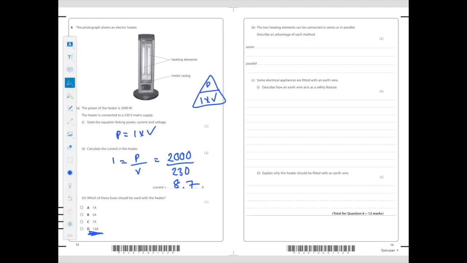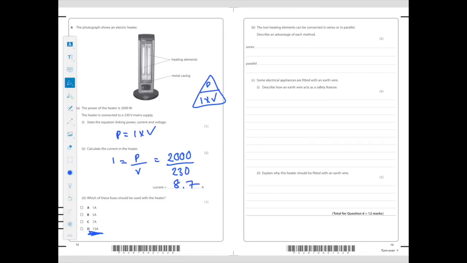Some electrical appliances are fitted with an earth wire. Describe how an earth wire acts as a safety feature, and that is worth 4 marks. So state that first of all, the earth wire is connected to the metal casing, and that if the casing becomes live, the earth wire provides a low resistance path to obviously the earth. And then you can talk about the use of a fuse which is attached to the earth wire, so that an increase in current will cause the fuse to melt, breaking the circuit which cuts off the supply.